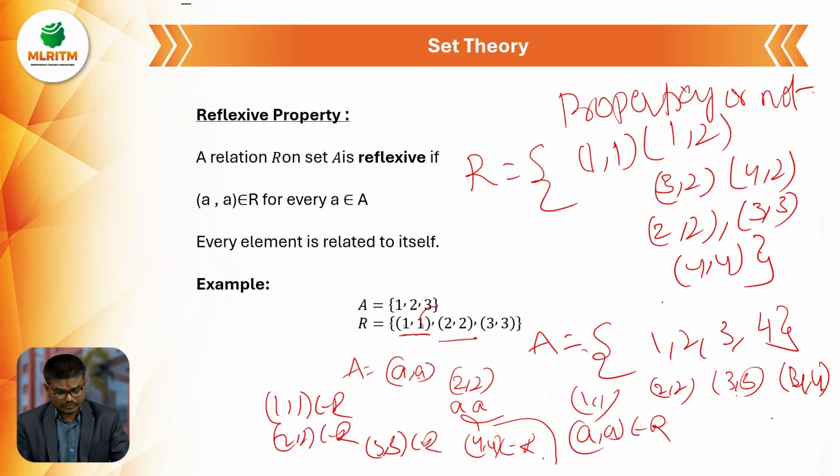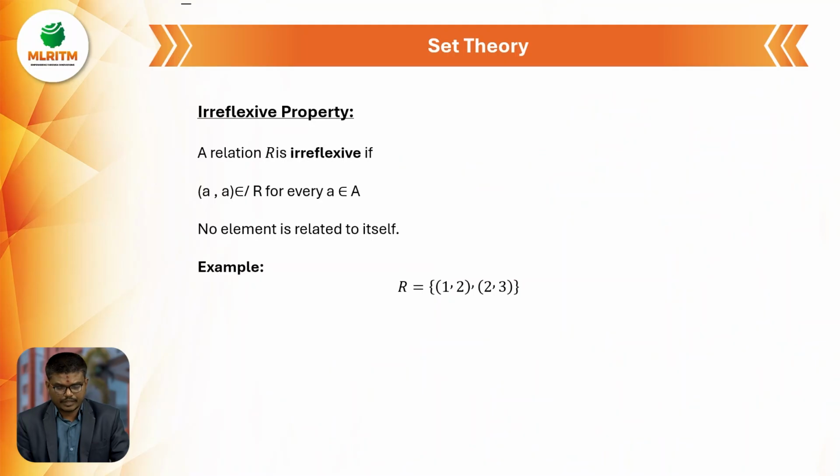And the second property, the irreflexive property. Here a relation R on a set A is irreflexive if it satisfies (a, a) does not belong to R.